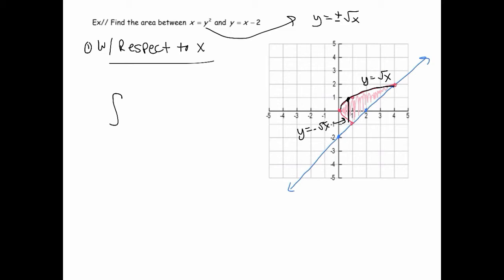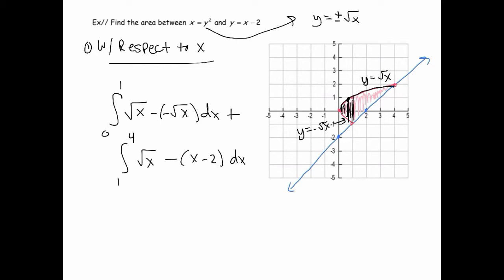So we're going to integrate as x goes from 0, and you'll notice that the top function is always the square root of x, but the bottom function changes right at x equals 1. So I need to stop this at x equals 1. The top function up until that point is square root of x, and the bottom function is the negative square root of x. So minus negative square root of x. That gives you that black area there, but then you need to add that to the integral from 1 to 4, and this time the top function is still square root of x, but the bottom function is x minus 2.